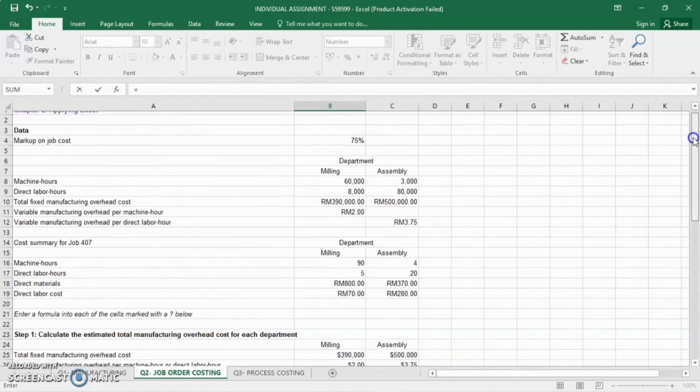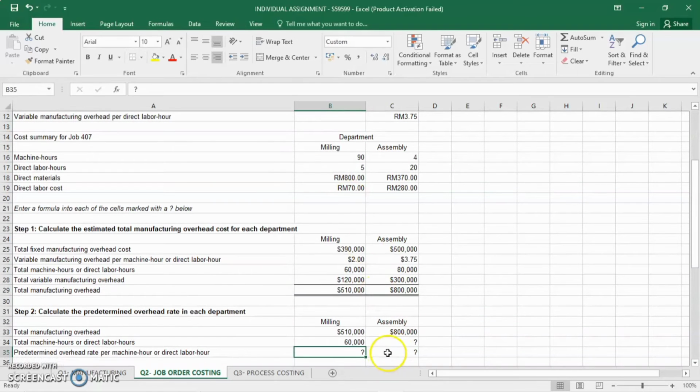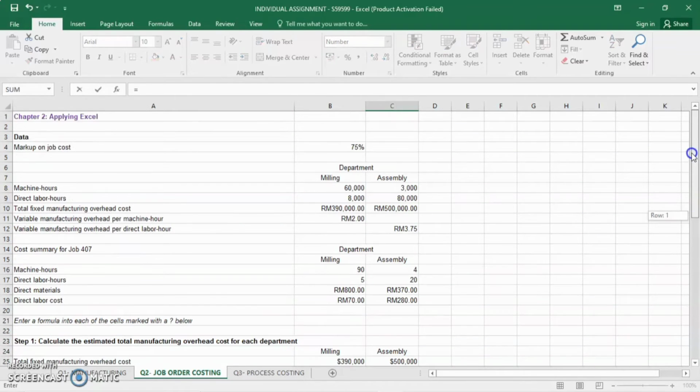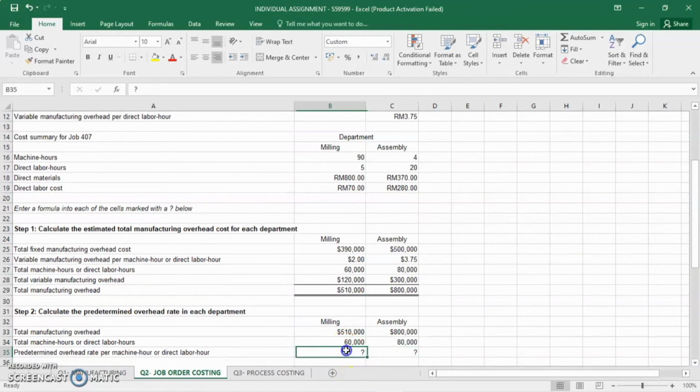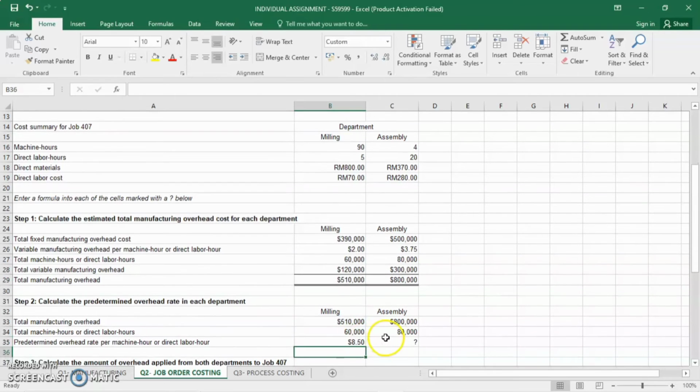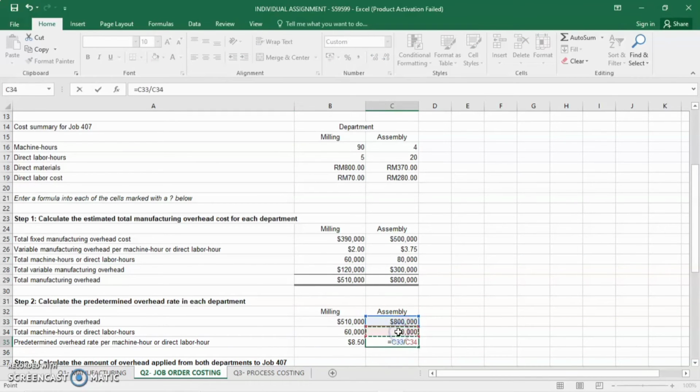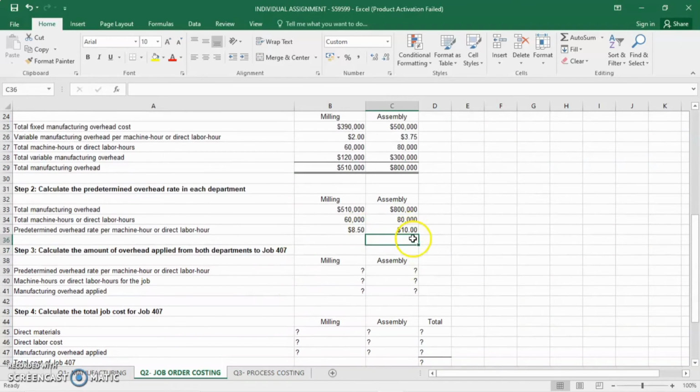Step 2, calculate predetermined overhead rate for milling, this, and for assembly, this. Total machine hours for milling is 60,000, and for assembly 80,000 direct labor hours. And to find predetermined overhead rate, total manufacturing overhead divided by total machine hours for milling, and for assembly total manufacturing overhead divided by total direct labor hours, and get 8.5 ringgit per machine hour for milling and 10 ringgit per direct labor hour for assembly.